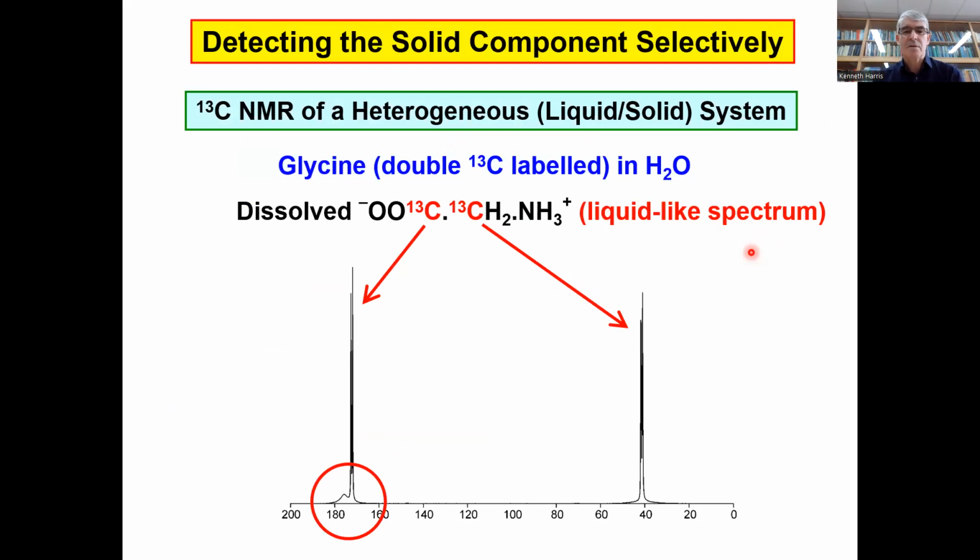And let's just illustrate that using this example to illustrate the selectivity of the measurement, how we can detect only the solid phase. So here's a heterogeneous liquid solid system. It's a saturated solution of glycine in water. And this is the NMR spectrum recorded under normal direct polarization conditions. And we actually detect these very sharp lines for the two carbon environments in glycine, but also we see a very broad line here, and that's the solid phase of the carboxylate carbon environment.